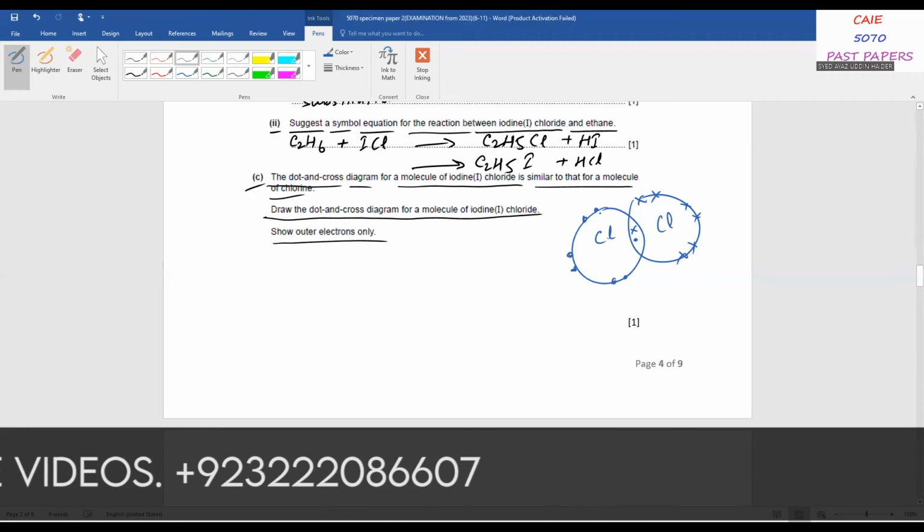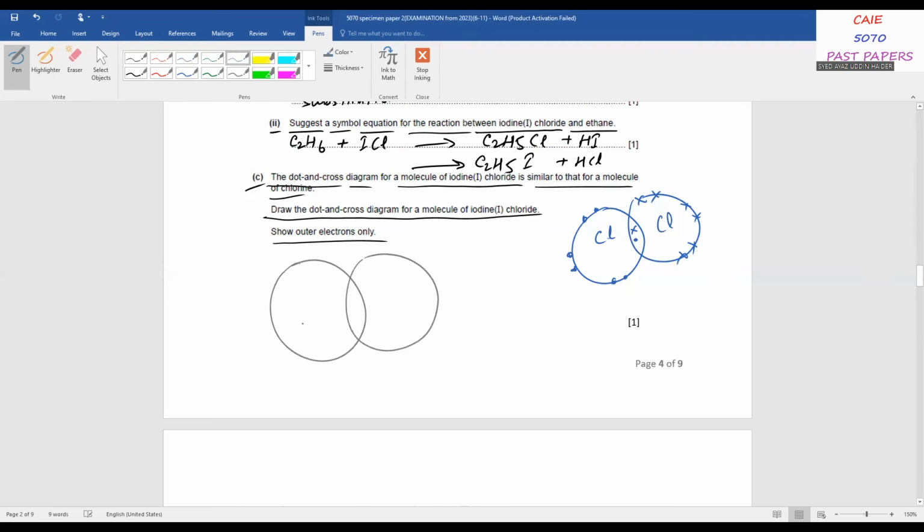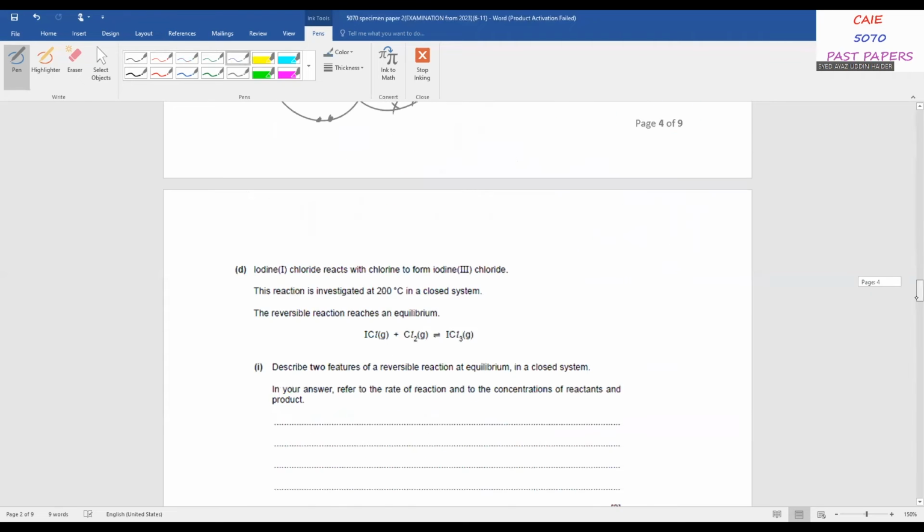Now here what you are having? You are having iodine chloride. We show the bonding. For iodine, I'm using dot. Chlorine, I'm using cross. Chlorine: 1, 2, 3, 4, 5, 6, 7. Iodine: 1, 2, 3, 4, 5, 6, 7. It's easy.